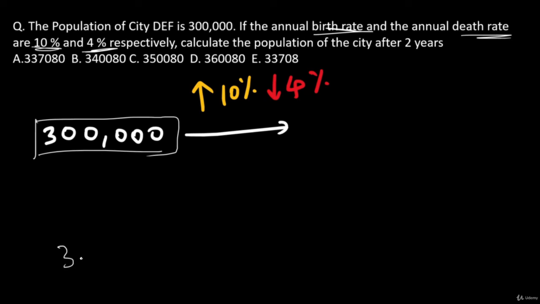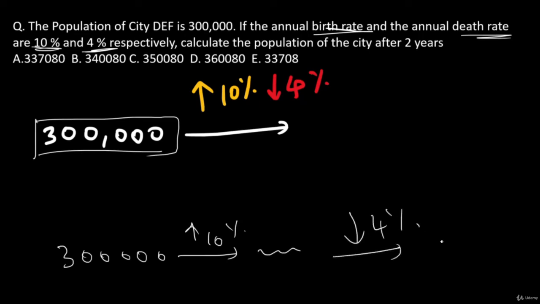So if you take 300,000, increase it by 10% and get a value, and then decrease this value by 4%, that's wrong, right? That's not what is given. The birth rate and the death rate are on this value. That is, you have to find 10% of 300,000 and you have to find 4% of 300,000. All right. So let's make some space over here.